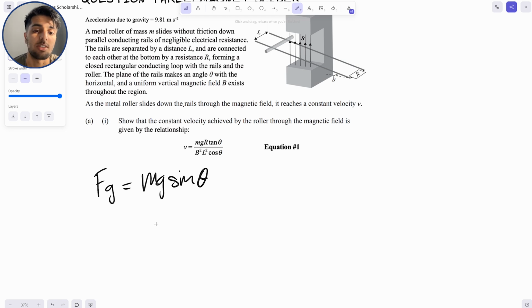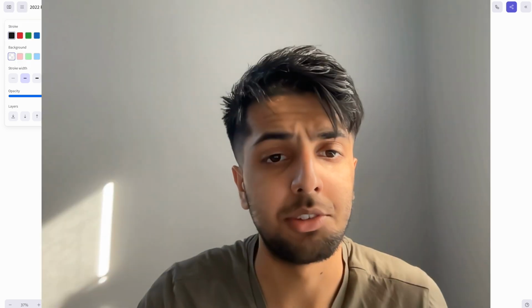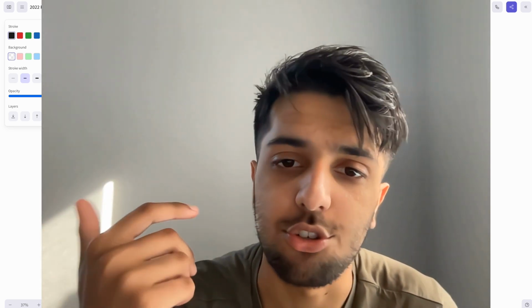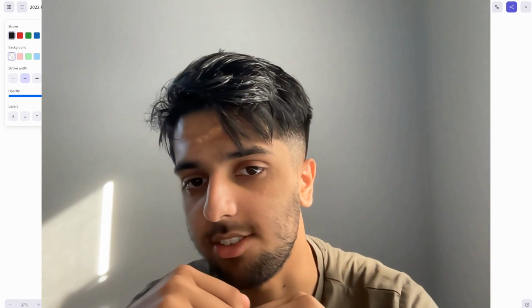Now, the reason why this is mg sin theta is because it's down an inclined plane. If you don't know where this is derived from, I have a video of it on my channel, and so you can look at that to see where it's derived from. Now, if we use our right-hand rule, we can actually see there's a current being induced into this roller as it rolls down.